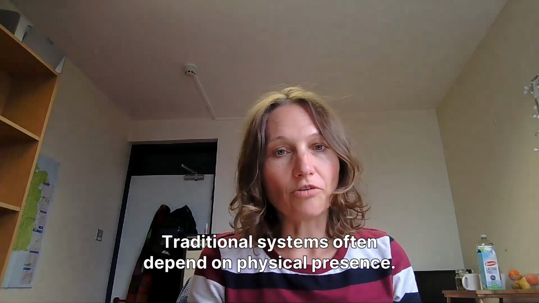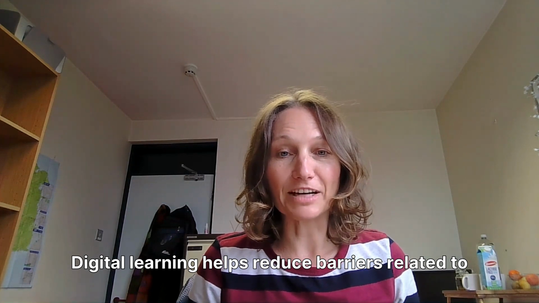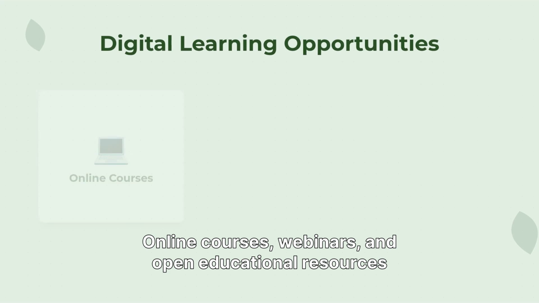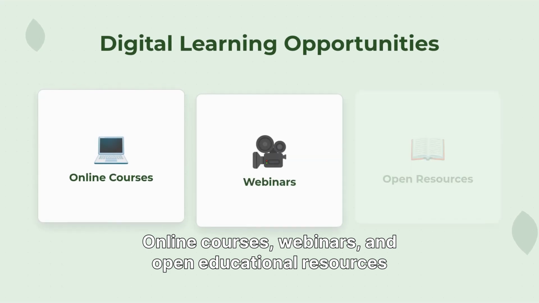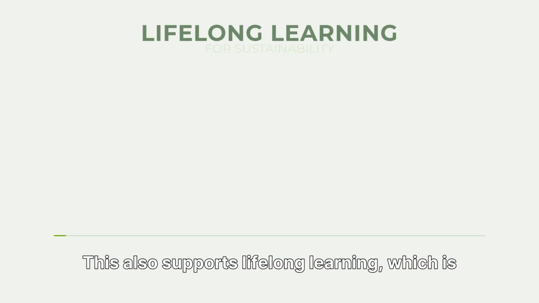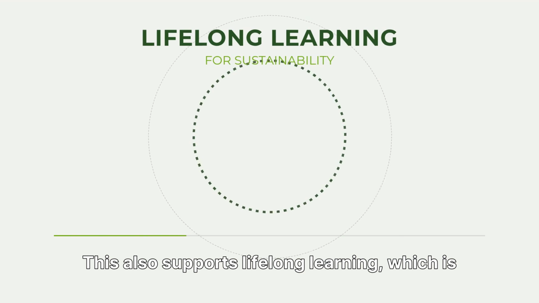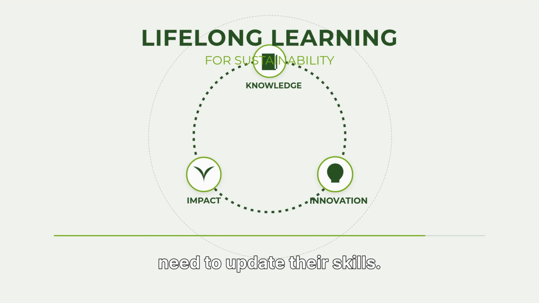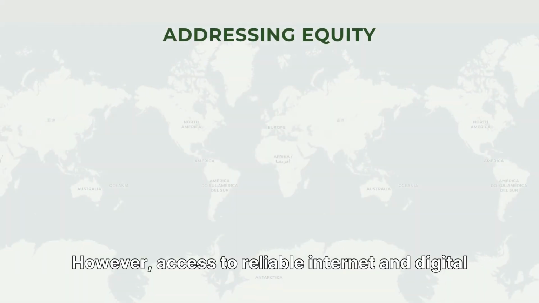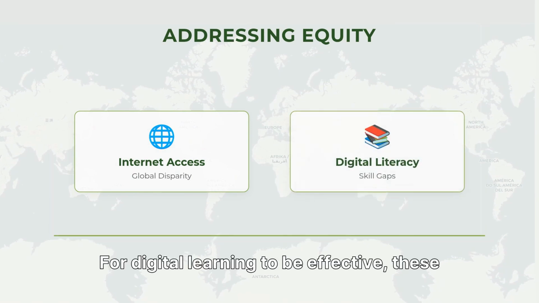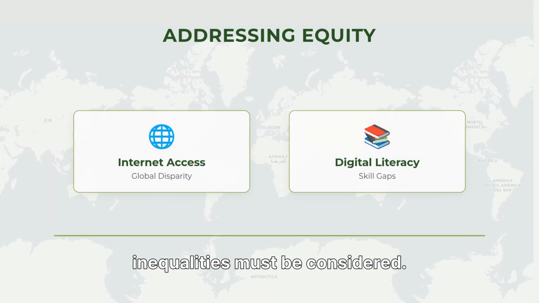Traditional systems often depend on physical presence. Digital learning helps reduce barriers related to geography, work, or economic circumstances. Online courses, webinars, and open educational resources allow learners to participate regardless of their physical location. This also supports lifelong learning, which is essential as sustainability challenges evolve and professionals need to update their skills. However, access to reliable internet and digital literacy varies. For digital learning to be effective, these inequalities must be considered.